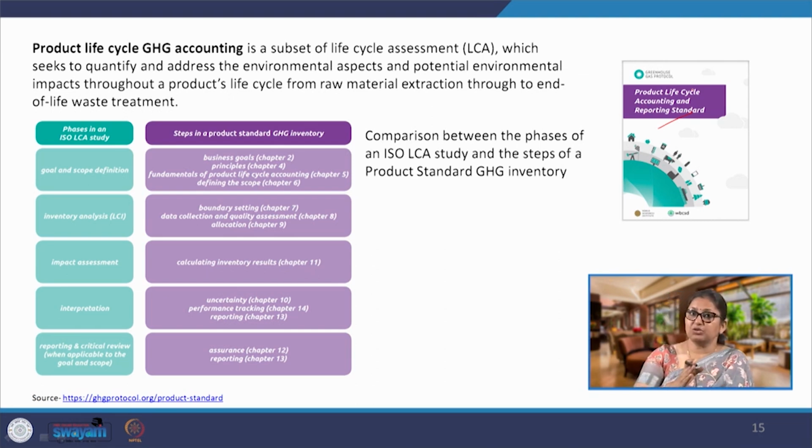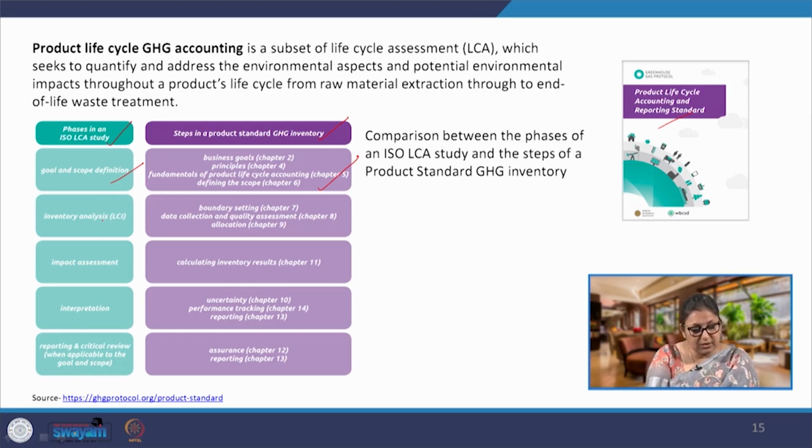So, we are taking into account the entire life cycle of a product or the activity that we are looking at, but we are only looking at the GHG emissions that are associated with it throughout its life. And if we compare, it is pretty much the similar steps. So, if we look at the LCA study, compare it with the steps in GHG inventory for product life cycle, we will see that they are similar. Here we are defining the goals and scope. In this one also we have to define the goals and also the fundamental principles of life cycle accounting.